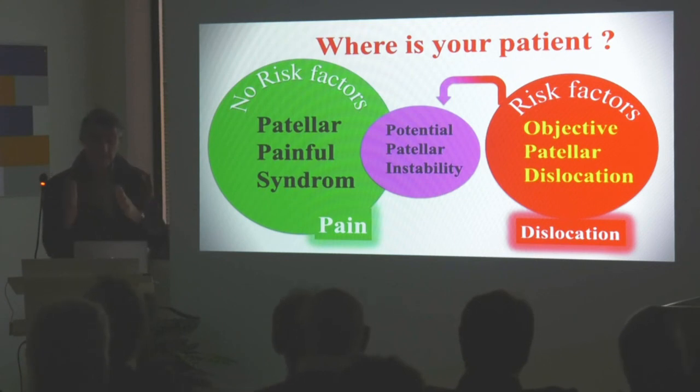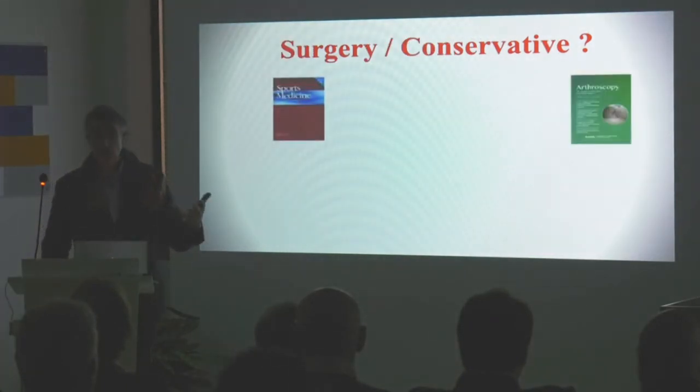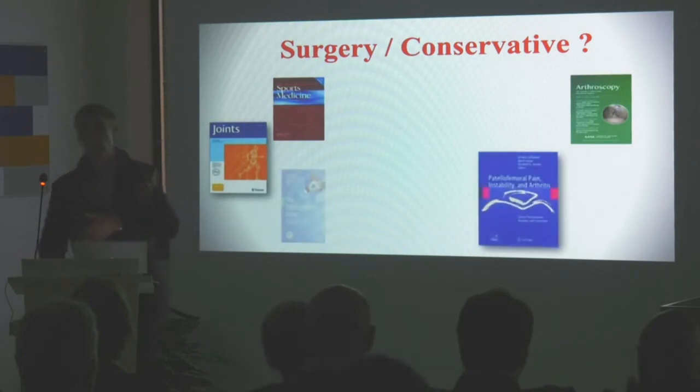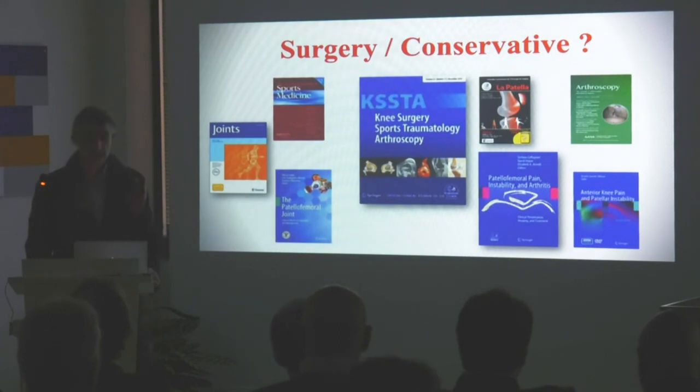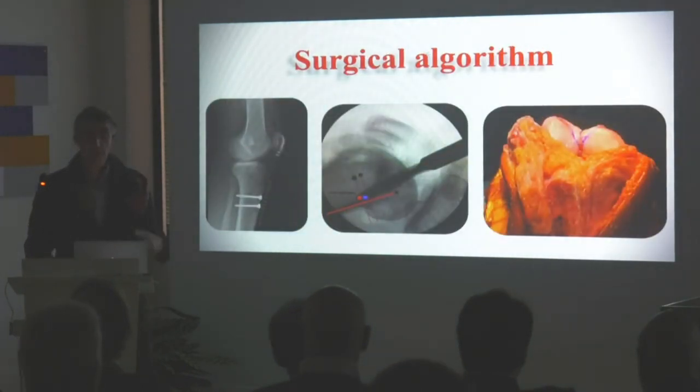The second population will be the objective patellar dislocation. They have some risk factors, at least the trochlear dysplasia, patella alta, excessive TTTG, and they had a dislocation for sure. So this is maybe the population where you can ask for surgery. And in between, this is the potential patellar instability. So surgery or conservative treatment, you have many things to read and to understand what you can do.